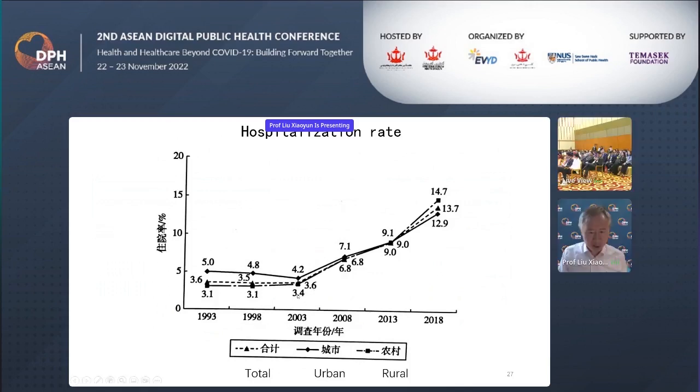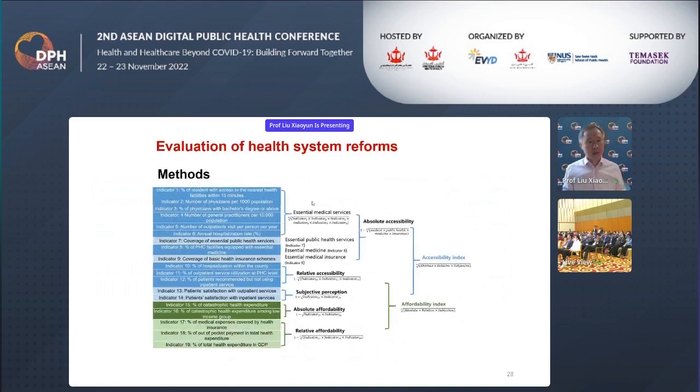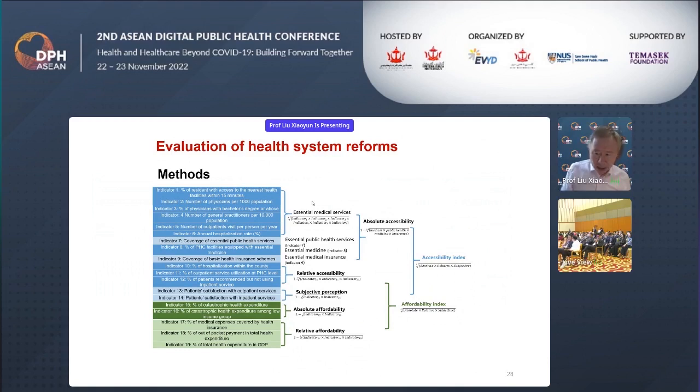We see after the year 2003, there is a sharp increase in hospitalization service use. This is mainly because of the health insurance, especially the rural health insurance, starting in the year 2003. So the health insurance provides financial protection to the local population and then encourages them to use the health services, especially the inpatient services.